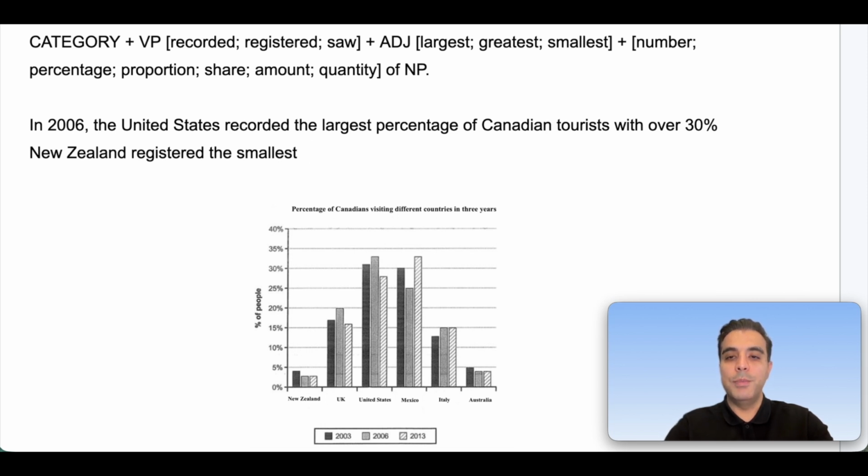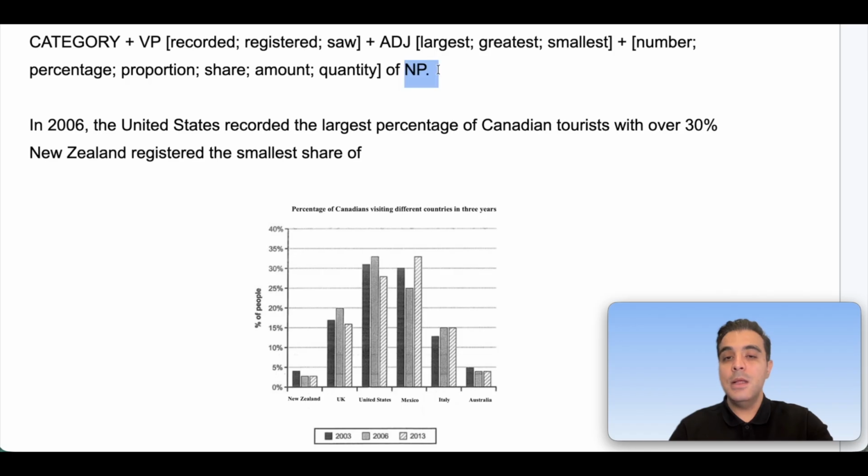Again, we can go with percentage. Last time we went with percentage. This time we want to go with something different. So let's go with share, because again, a percentage is a share. So with this registered the smallest share of what?